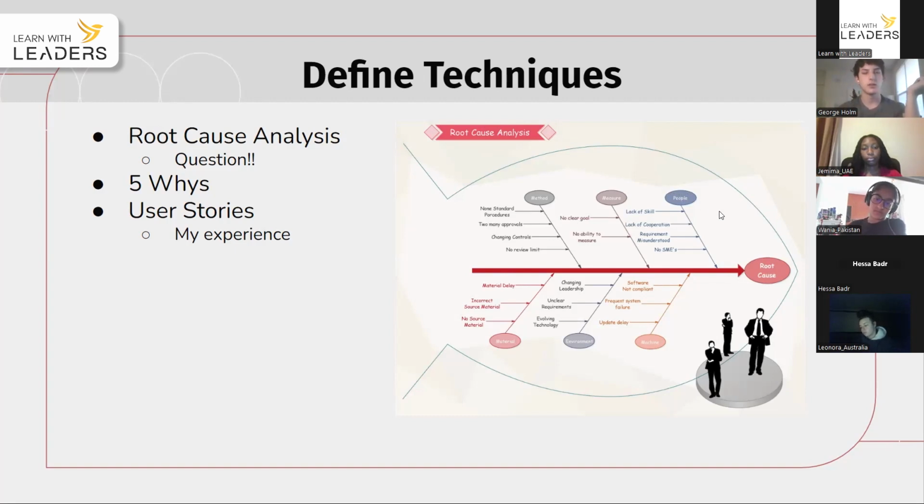If you already have a product, you already have a team, and there's a problem going on, you're trying to find the cause of it. So these 6 areas are method, measure, people, material, environmental, and machine. There are a few things that can come along with any of them. It's a quick go-to to figure out what the problem is that's going on.